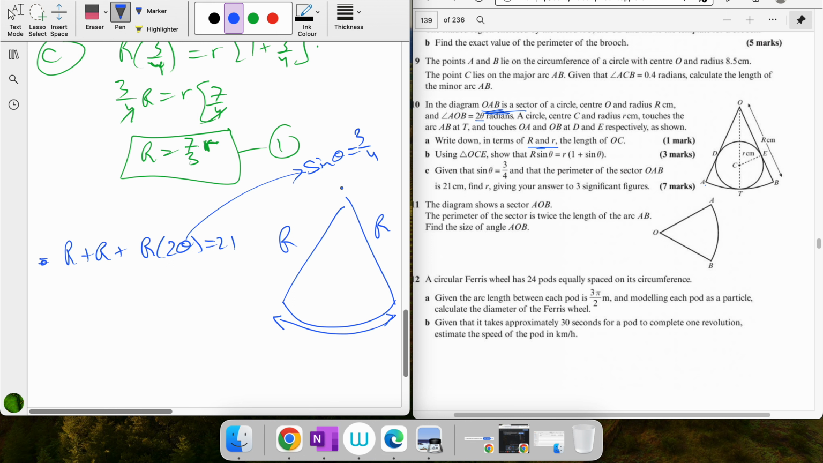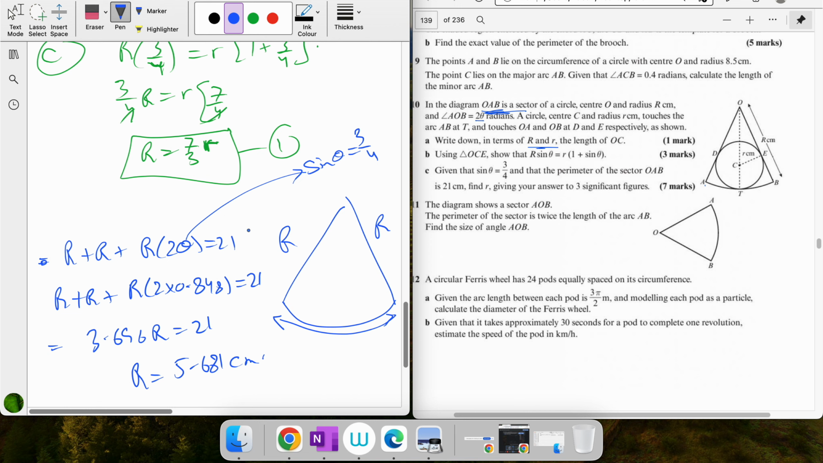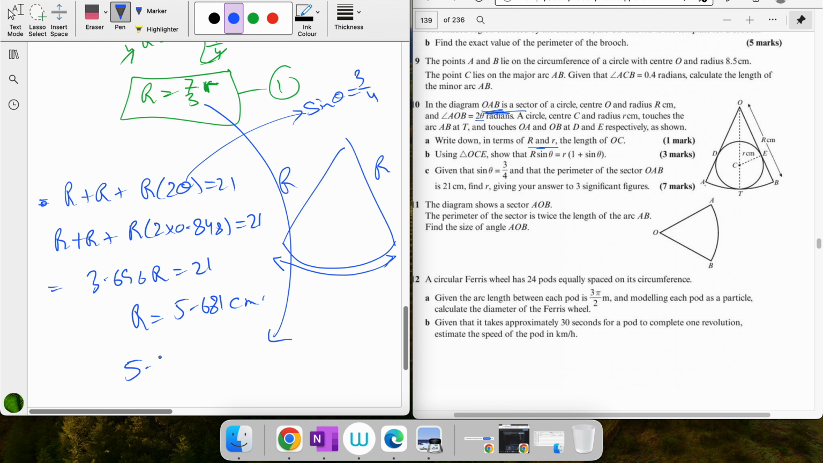Okay, let's convert this. Shift sine of 3 by 4, that is 0.848. So R plus R plus R into 0.848 is equal to 21. The only unknown is R. R into 2 plus 2 times 0.848, this is 3.696. R is equal to 21 divided by the answer, capital R is equal to 5.681 centimeters, and small r is right there, just plug in. So 5.681 times 3 by 7, and r comes out to be 2.43, up to 3 significant figures. Any confusion?